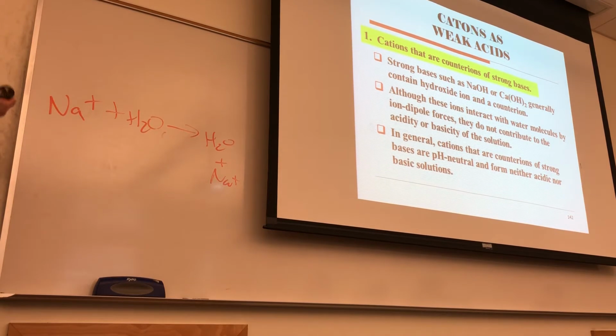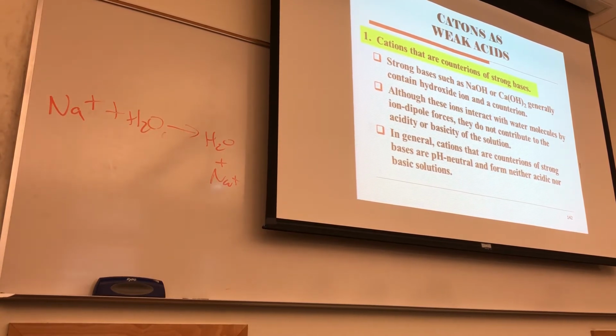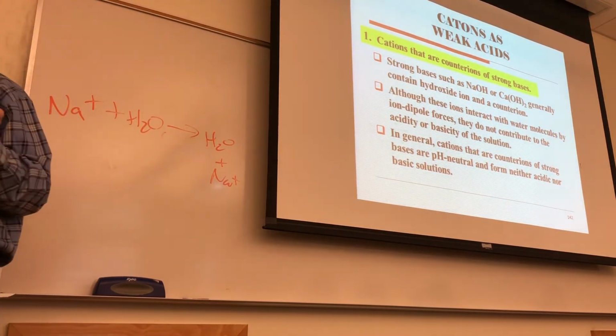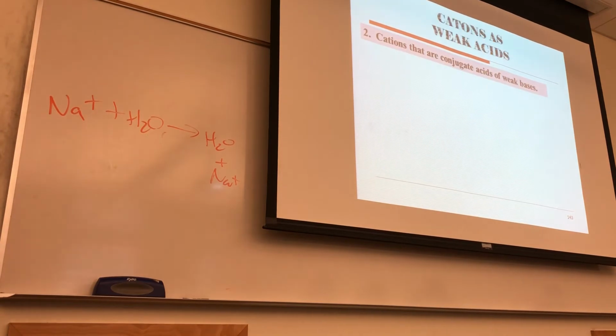All of this is basically saying that, which is why I like to show this, because this is how I'm going to write it out to make sure I understand it. I don't necessarily need to memorize this. I just need to visualize what's happening, and then I can say, oh, that's pretty easy. Nothing's happening. Okay. Second one, cations that are conjugate acids of weak bases.